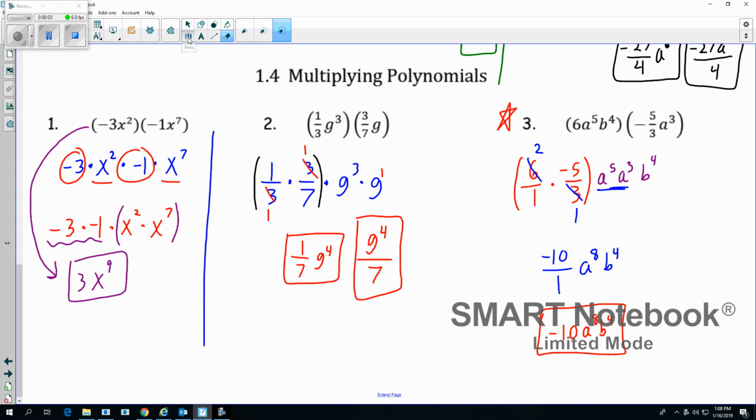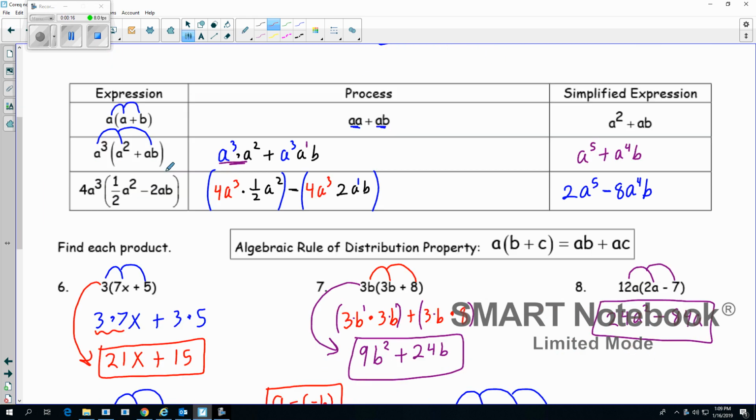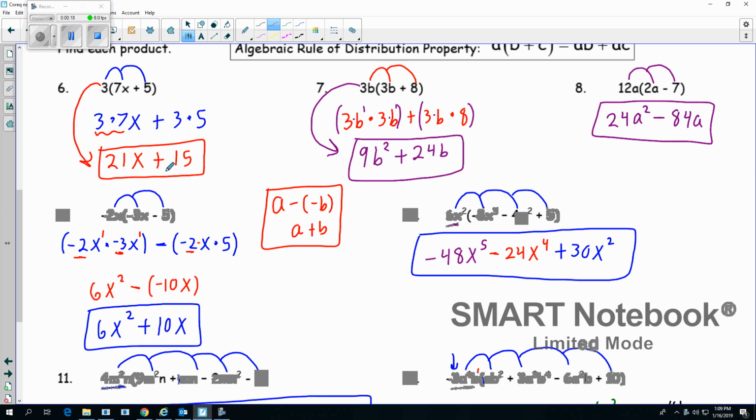Okay, so here is 1.4, multiplying polynomials, and we've already started this section. First we were just multiplying monomials to each other, okay? Then we went to the distributive property down here, and that's where we left off, okay?